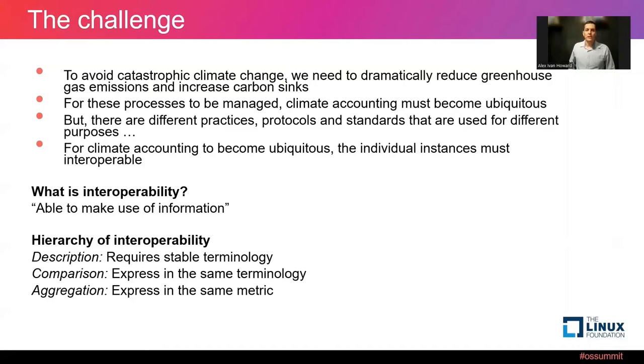There are in fact many different ways in which climate accounting takes place. There are many different practices, there are different protocols, there are different standards, and they are used for different purposes. And if we want to unite and manage the planet as a planet, these instances must at least be interoperable. Now, let's just think about what interoperability means. It means to be able to use information between different devices, systems, frameworks. And there's in fact a hierarchy of interoperability in the context that we are working in now, and the first one is just description. And to describe something in a way that it can be understood within another framework or in another context or in another jurisdiction, you require stable terminology.